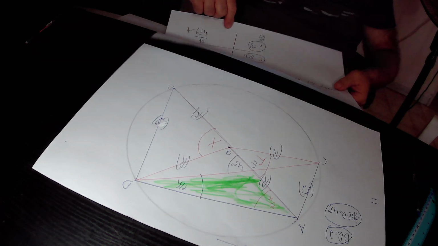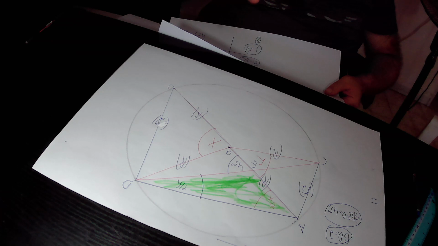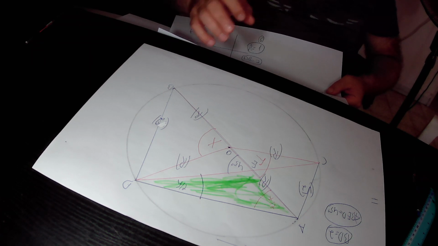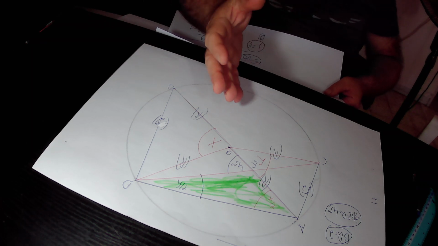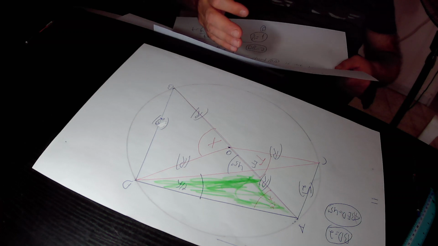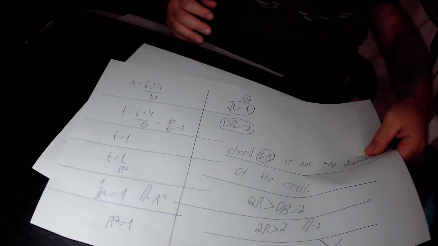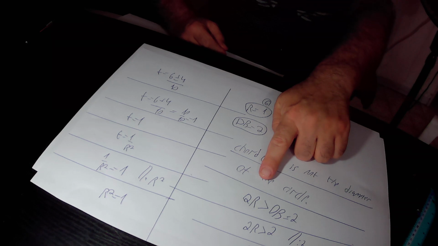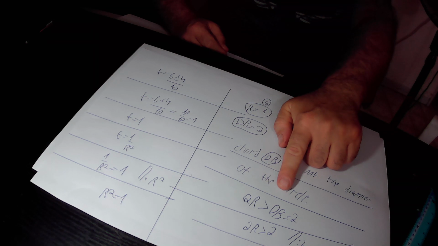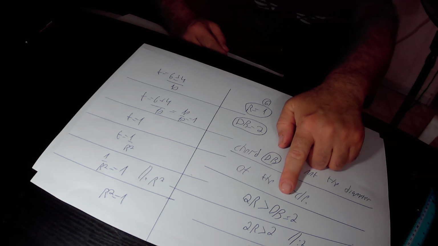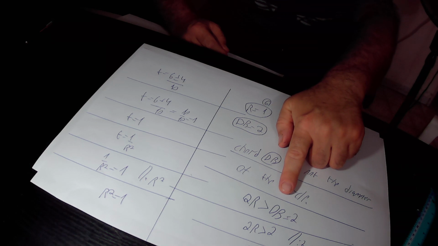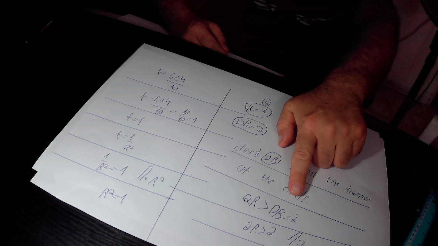But we also know that the diameter of any circle is the longest chord in the circle. The diameter of this circle is of course 2r. So the diameter 2r is the longest chord in the circle, and therefore it must be greater than DB, that is not the diameter of the circle. And DB equals 2.